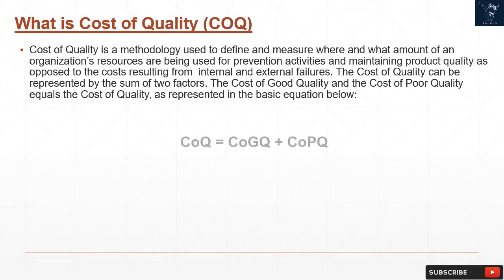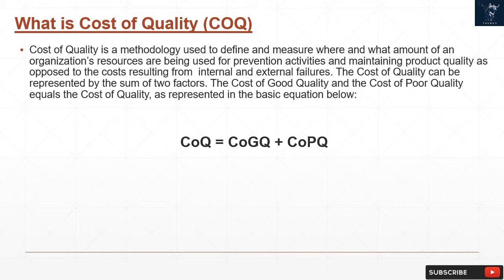The cost of quality can be represented by the sum of two factors. The cost of good quality and the cost of poor quality equals the cost of quality, as represented in the basic equation below: CoQ = CoGQ + CoPQ.